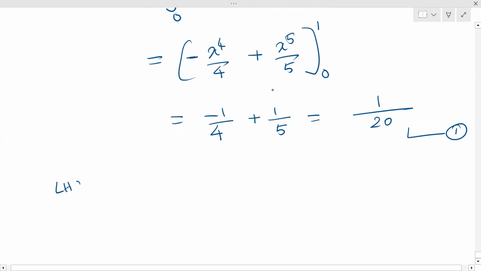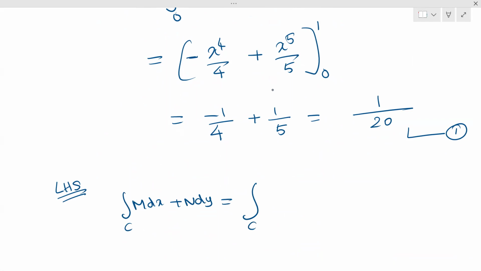Next, we have to do the LHS. So what is the LHS? Integral over C of m dx plus n dy. That is our given question, integral of xy plus y square dx plus x square dy.